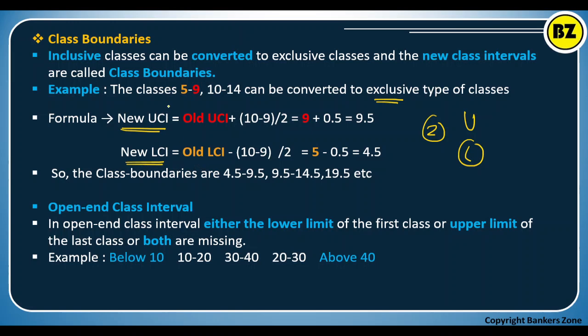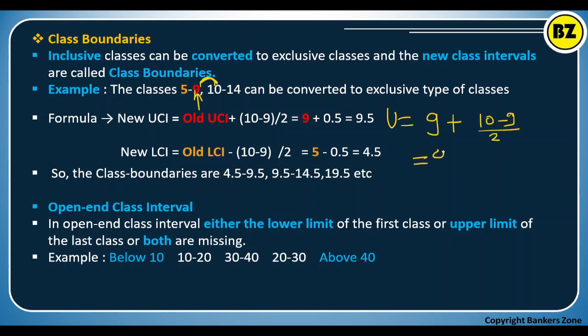Now how to find the upper class limit? The new upper class limit is the old upper class limit plus a figure you have to note. What is the old upper class limit? It is 9. So take the old upper class, 9, plus the difference between the adjacent values, that is 10 minus 9 divided by 2. So it will be 9 plus 0.5. So the upper limit will be 9.5.